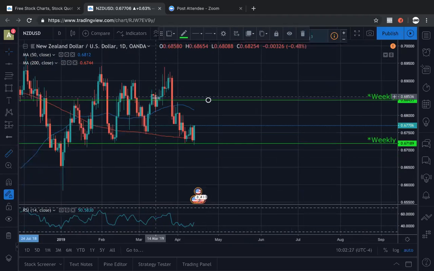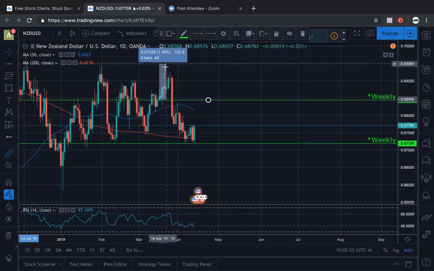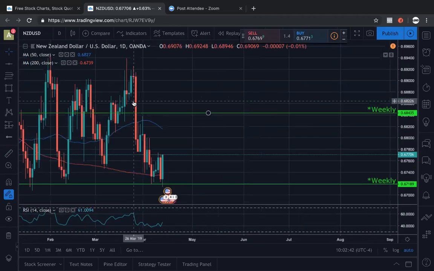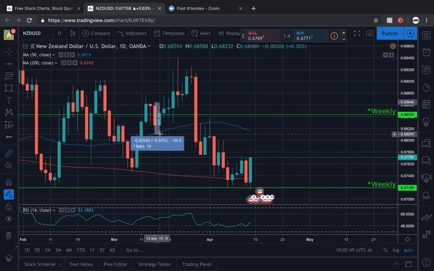uptrend or a downtrend. But as you can see from here to here, in like 3 days, that's 100 pips on an NZD USD. You're getting 100 pip moves on GBP pairs. These NZD pairs don't really move that much. If you look at a daily candle, it will let you know how many pips they really move in a day, and you're looking at about 54 pips.